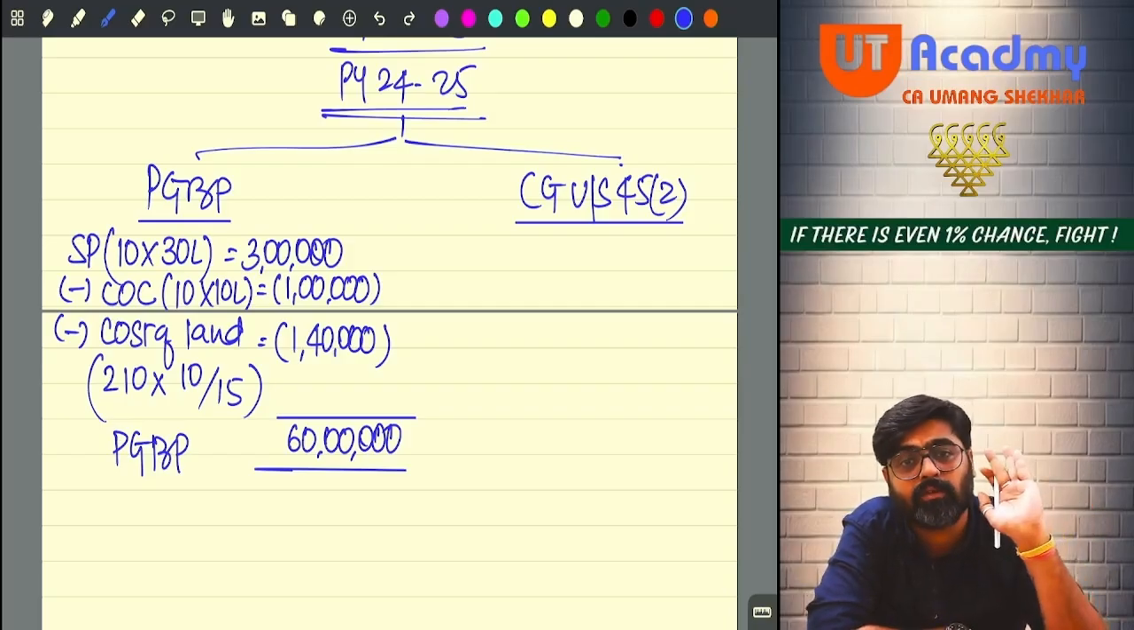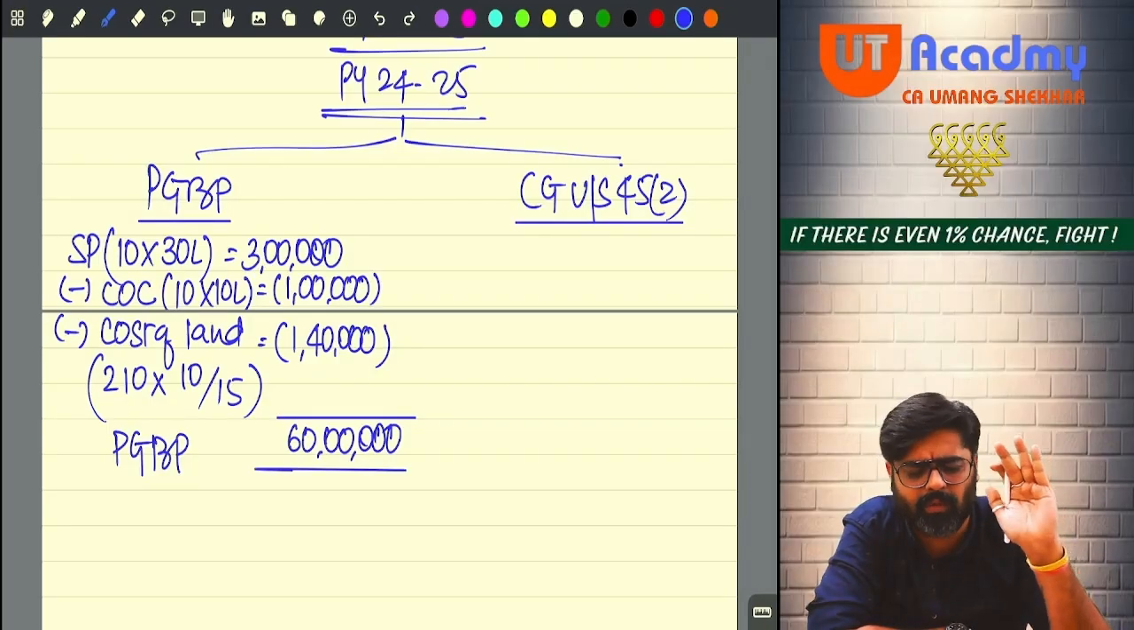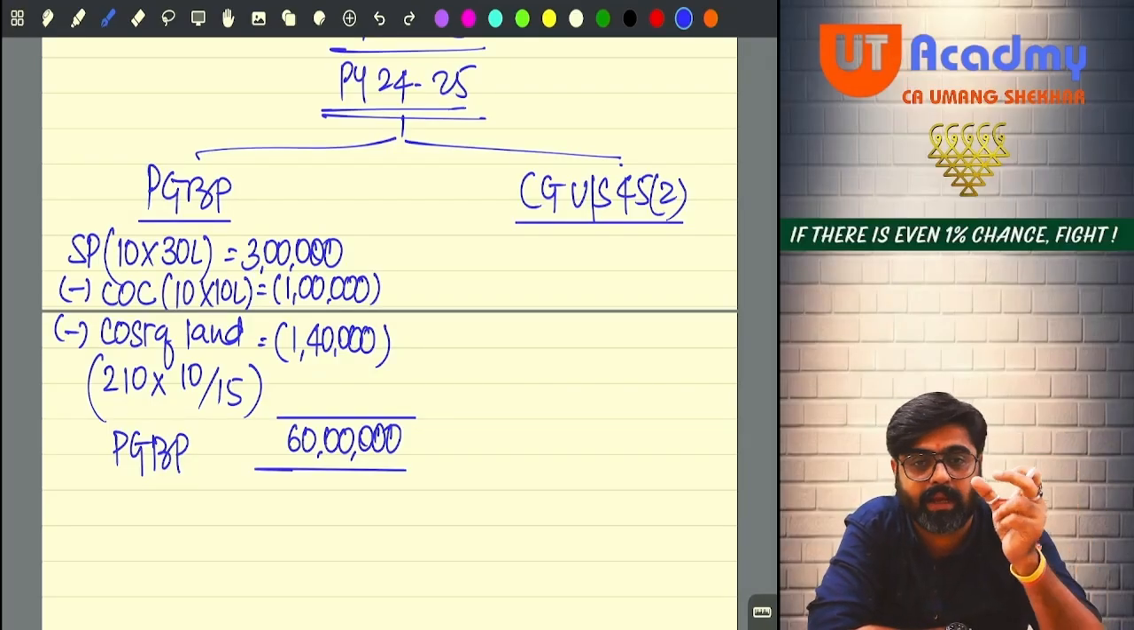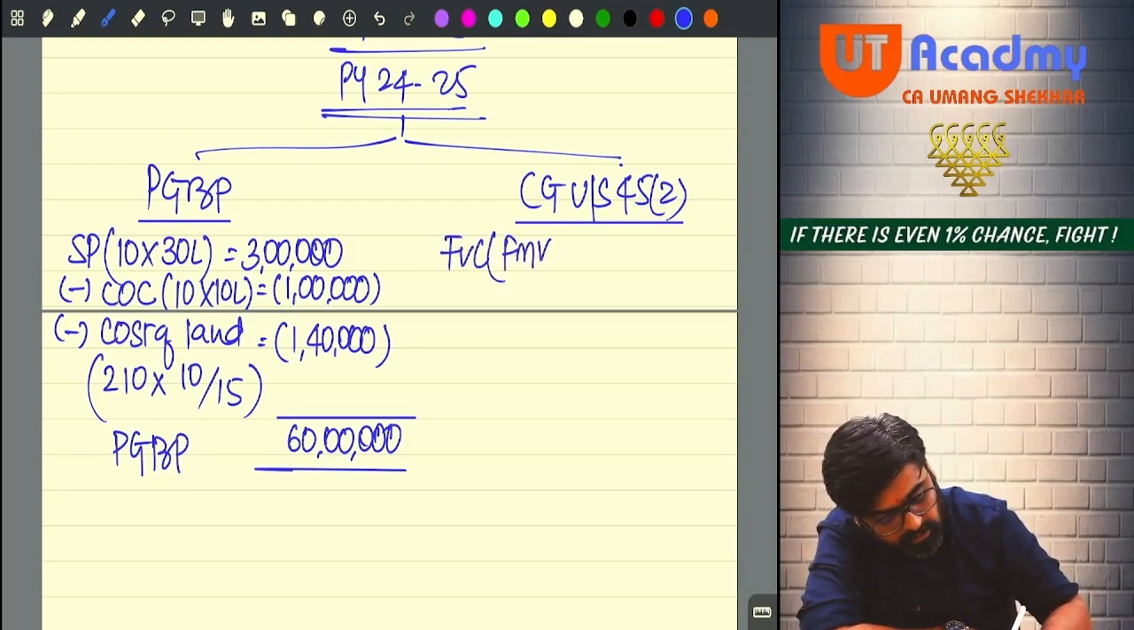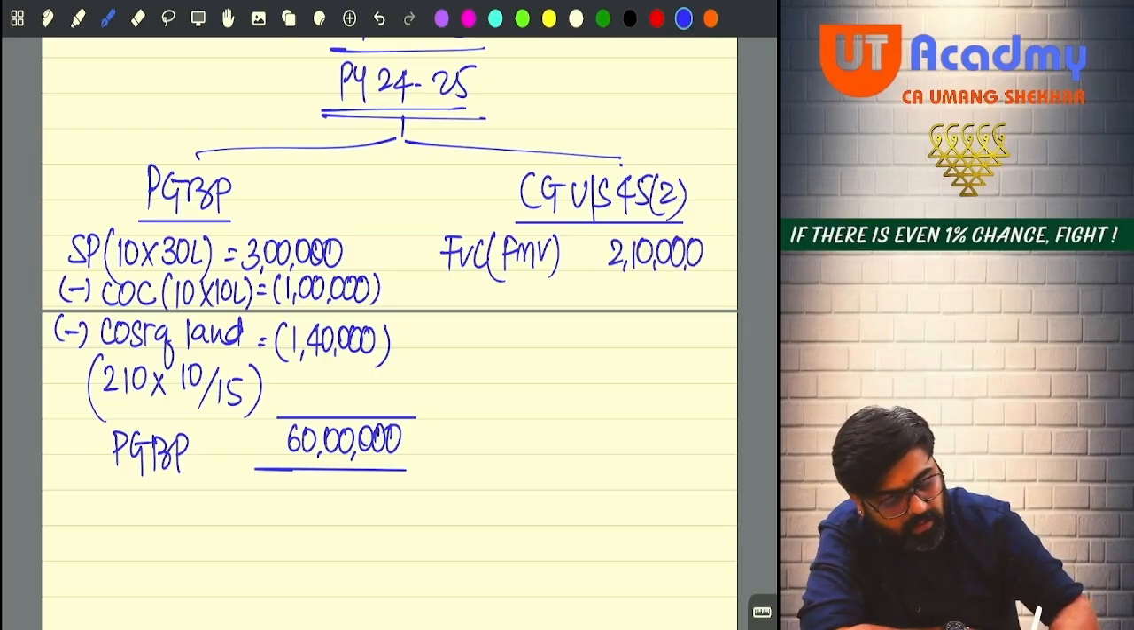That fair market value I will be taking as full value of consideration. So, FVC I will take fair market value as on the date of conversion. That is 2 crore 10 lakhs. Why am I taking 2 crore 10?